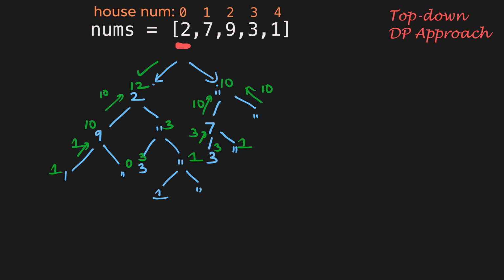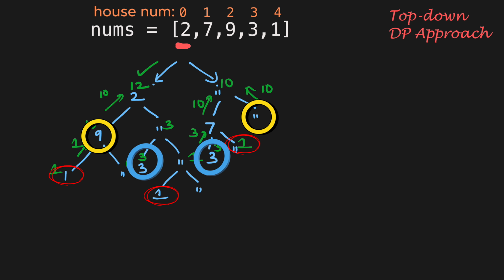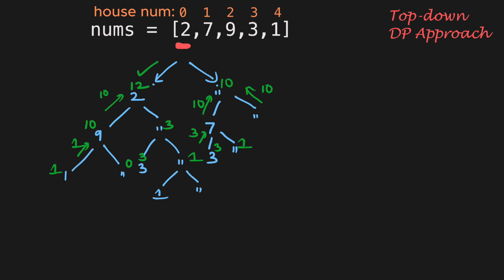And as we observed during the dry run of the naive approach, there were many repeating subproblems. For example, we were calculating the loot amount for houses 4, 3 and 2 multiple times. So to optimize this, we can use memoization or caching. We can create a cache to store the results for each house. And now whenever we process the ith house, we first check if its result already exists in the cache or memo table. If yes, then we return the result directly. Otherwise, we compute it and store it in the cache to reuse it later.